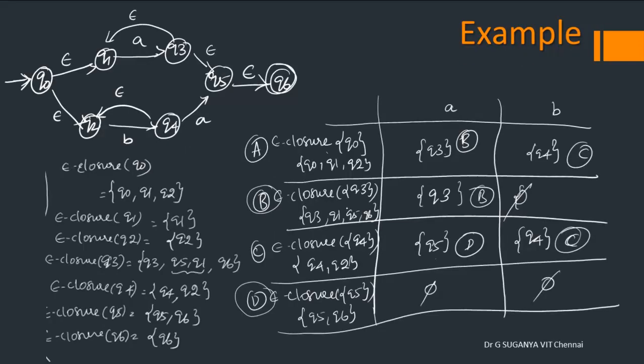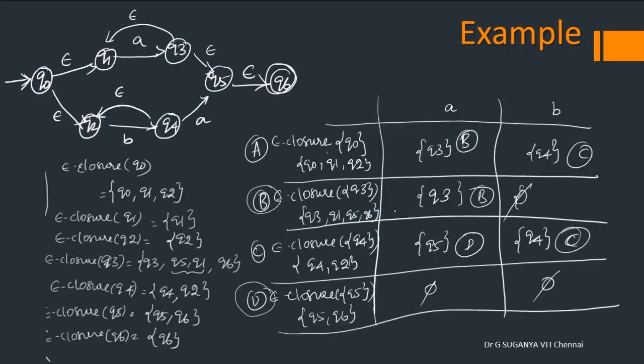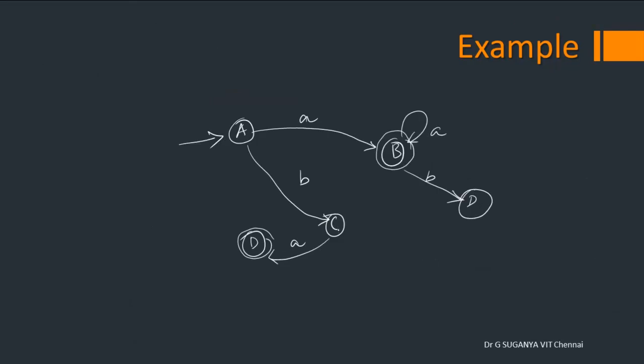Now from B, there is a self loop on a and there is no transition on b, so you can introduce a new state called a dead state on b. Then coming to state C, on a it is to D and on b it is a self loop. We'll make it D1 in order to differentiate.